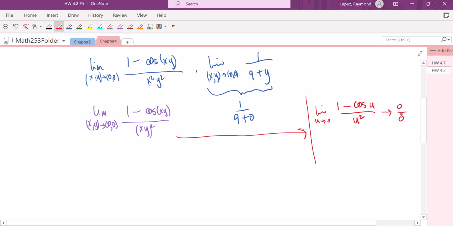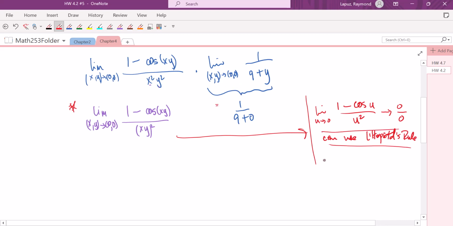Now, we cannot use L'Hopital's rule when we're looking at functions of two variables and limits in a two-variable sense. But we can use L'Hopital's rule here because we only have one variable u. So let's do that to get an idea what this limit might be.